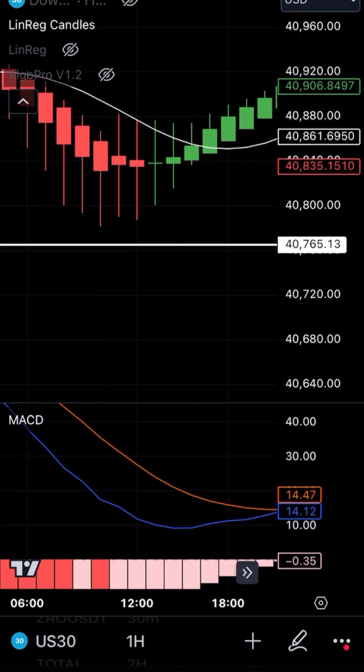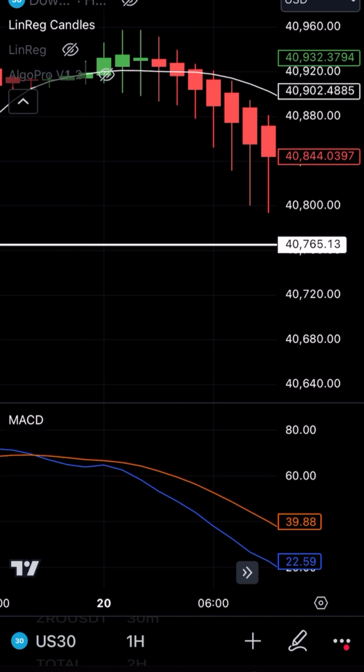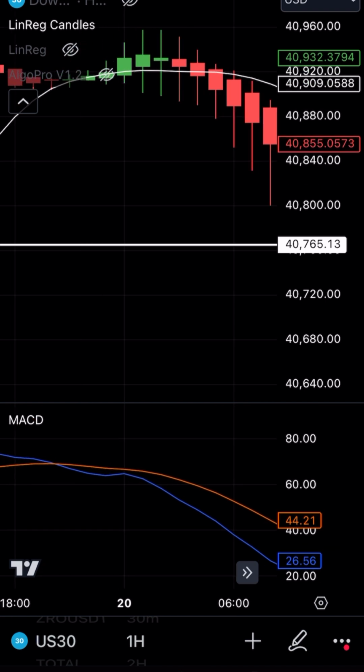But let's just look at a couple. If you're down here and you see a cross, and then you see a candle with a lot of wicks, I personally won't get into that trade until I see a full body candle.